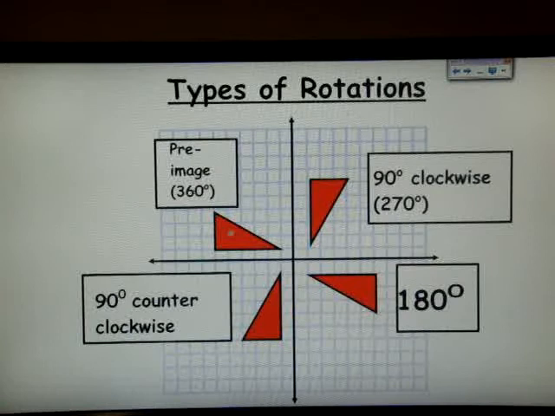So from the pre-image, if I were to go counterclockwise or against the typical clock rotation, this is 90 degrees counterclockwise. It's a quarter turn, which means it changes 1 quadrant to the left. 180 degrees, if you notice, does not have a mention of clockwise or counterclockwise. That's because it doesn't matter if I go clockwise or counterclockwise, I end up the same way. Notice the figure that's rotated 180 degrees is completely upside down and it's in the furthest quadrant from the original pre-image.